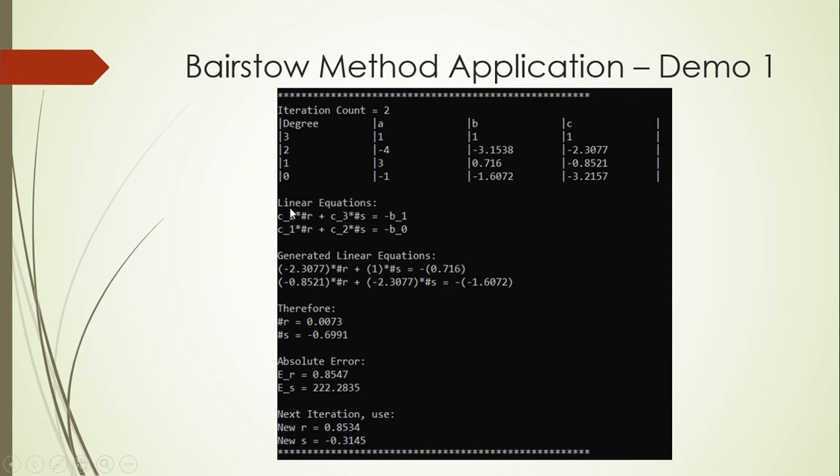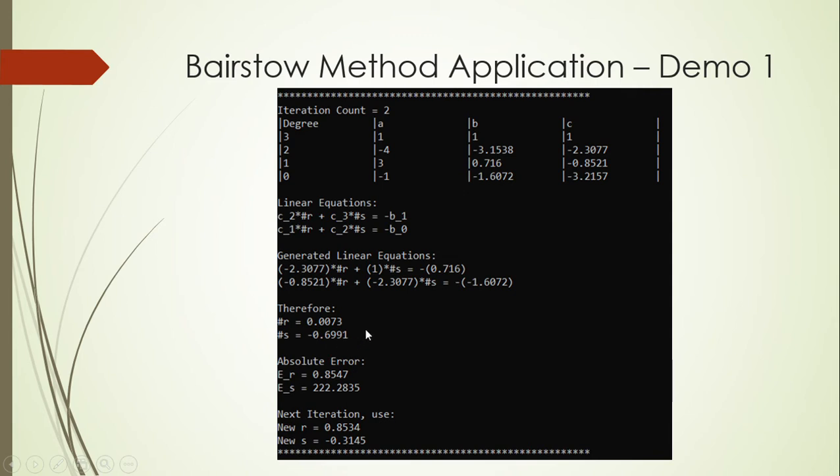Sorry for that. Therefore, we get a generated linear equation of -2.3077 times the new value of R plus 1 times the new value of S is equal to -0.716, and -0.8521 times the new value of R plus -2.3077 times the new value of S is equal to minus times -1.6072. Therefore we get the new value of R of 0.0073, and the new value of S is equal to -0.6991.